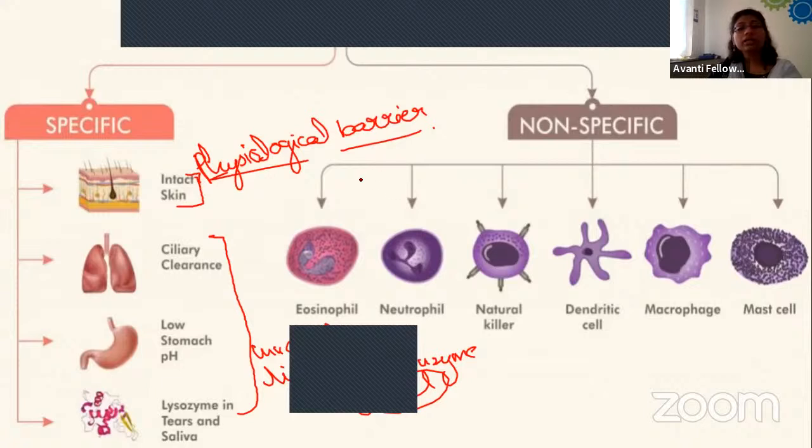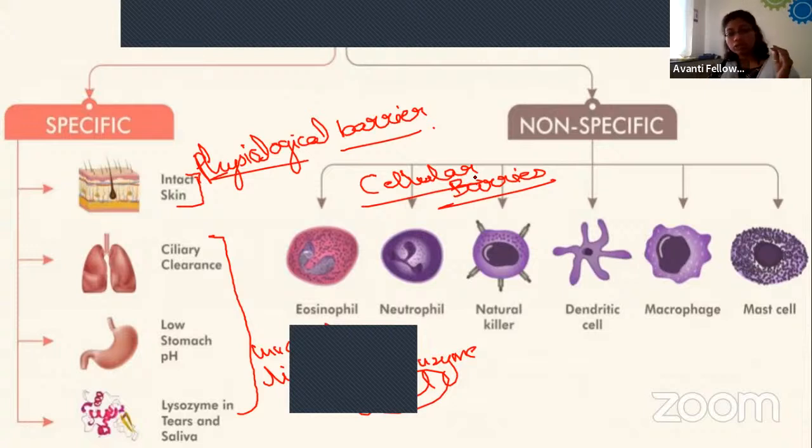So here comes our cellular barrier. That means cells are going to protect our body. As you know, the lymph and the blood both are circulatory connective tissues. They circulate throughout our body, and in these two fluids different WBCs are found. They can be eosinophil, neutrophil, NK cells, dendritic cells, macrophage, or mast cell. Depending on the antigen or pathogen entering our body, we are able to fight against them.